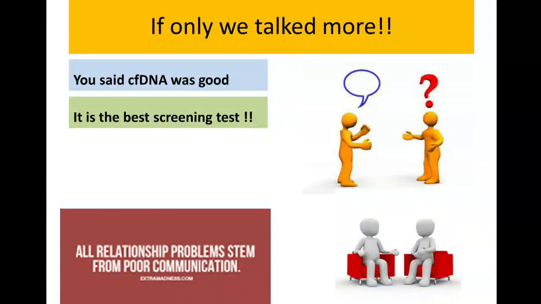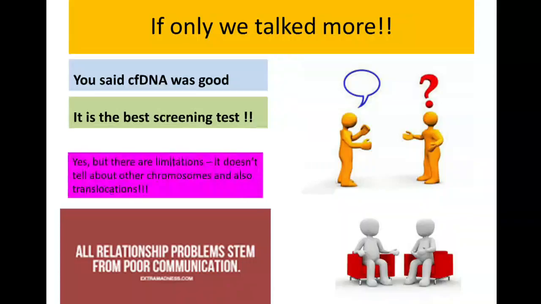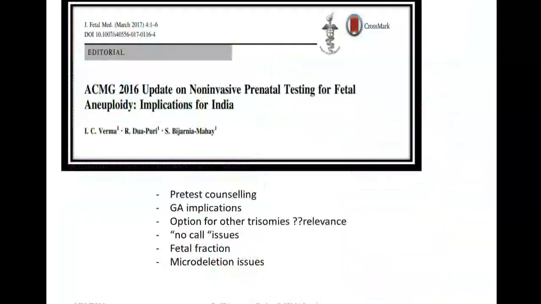So, if only we had talked well and explained to her all the limitations. You said cell-free fetal DNA was good. It is the best screening test, but yes, there are limitations, and it does not tell us about other chromosomes and also translocations. So, that's the other part of your counseling, that when you tell them that we are ruling out something, we are only ruling out trisomy 21 to a large extent, but other problems could surface later, and despite having a cell-free fetal DNA test in the first trimester, you may end up needing an invasive test for fetal karyotype later, because some indications may arise later.